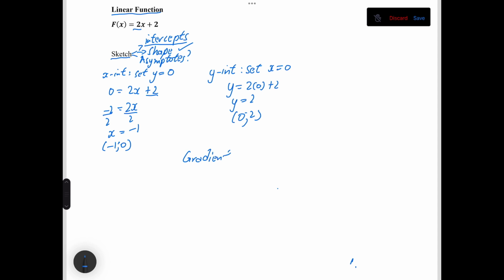But now I need to get the shape in my head, so I need to decide what this graph will look like. If the gradient is positive, it will be going upwards. If it's negative, it will go downwards. If it's vertical, it will be undefined. And if it's horizontal, it will be 0.